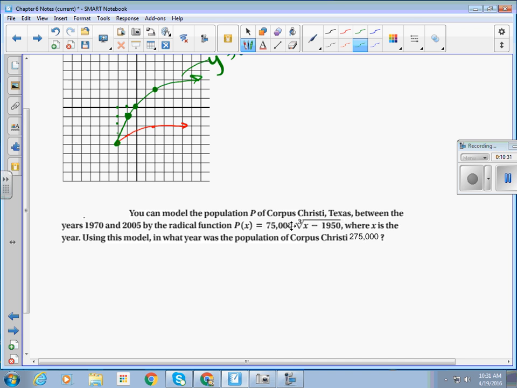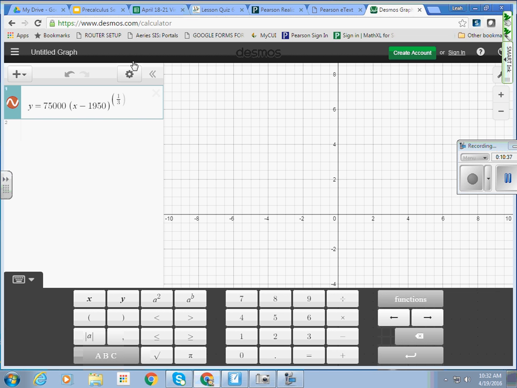So what we're going to do is type in this function into our graphing calculator. I'm choosing to use Desmos right now. So here it is. I want you to note that I'm looking at my action items here, my math calculations. This is a square root. I'm not looking for the square root. I'm looking for cubed root.